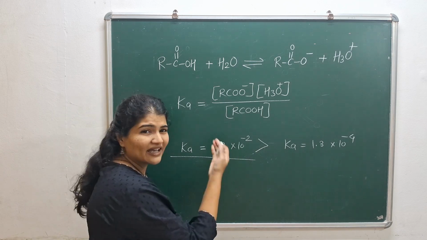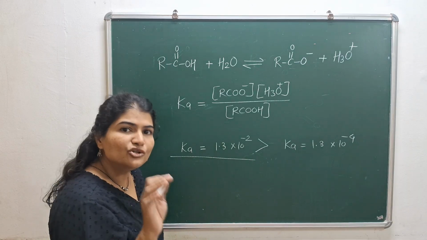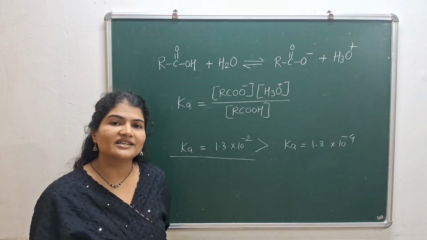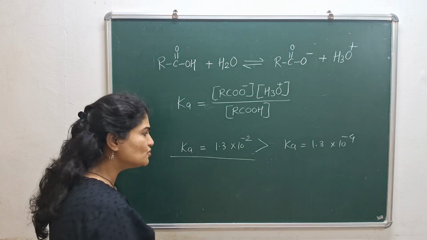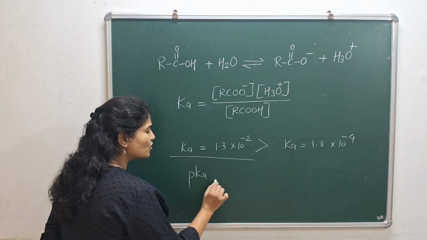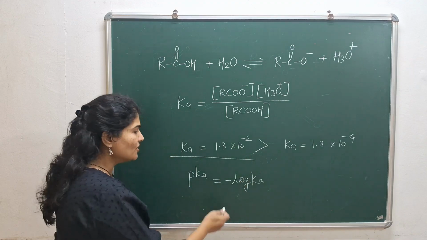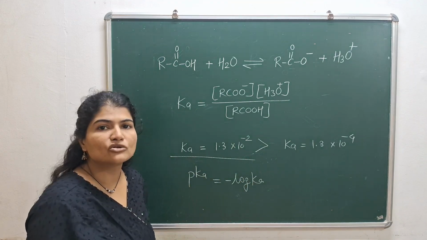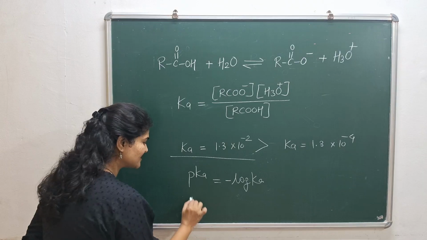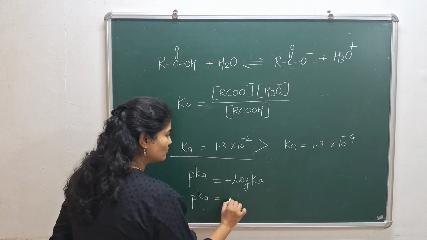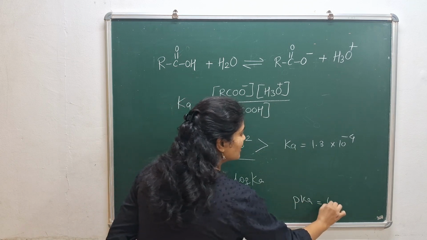I have just taken these values as examples, they are not actual values. But I want you to understand that it is difficult to work with Ka values because they are very small. So, in practice, we use pKa values. Now, what is pKa? It is the negative log of Ka. When we take negative logs of Ka, for this acid, I have not calculated, but just for the sake of example, the pKa value may come to 2, and for this, the pKa value may come to around 4.